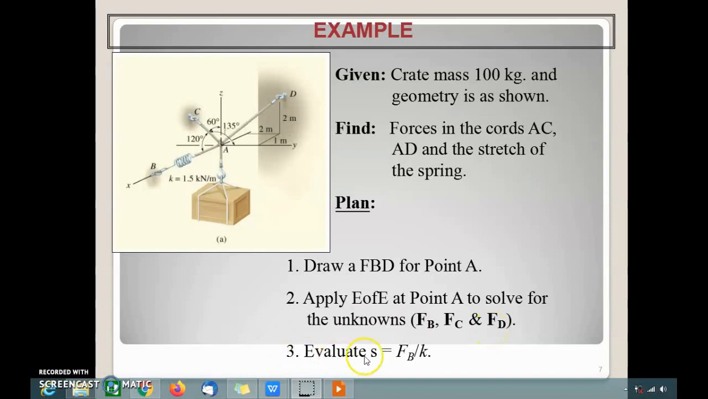And the third step is to evaluate the elongation of the spring, which is S equal to FB over the spring constant K.